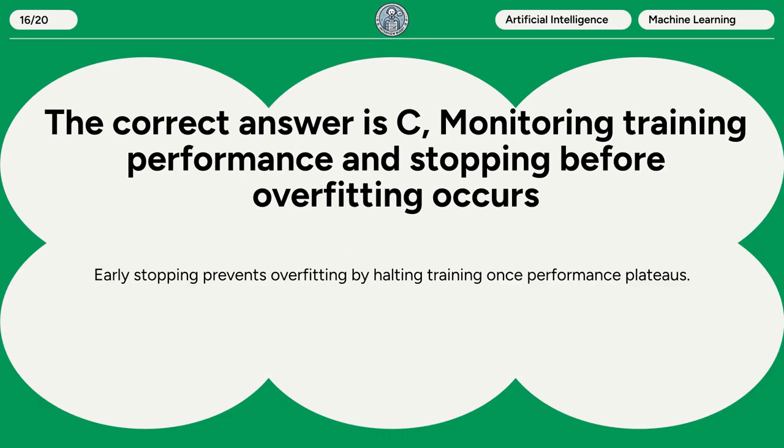The correct answer is C. Monitoring training performance and stopping before overfitting occurs. Early stopping prevents overfitting by halting training once performance plateaus.